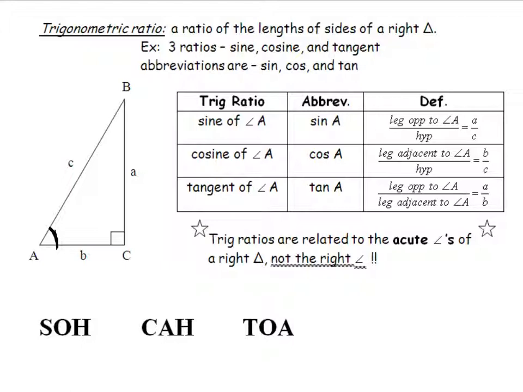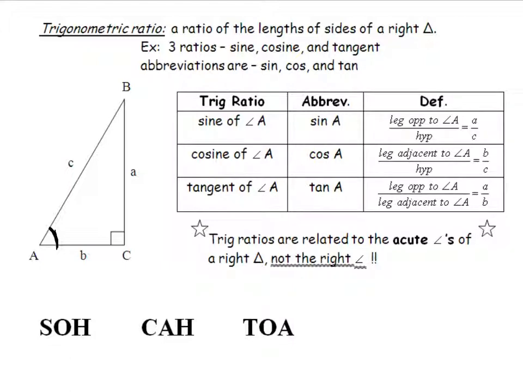Cosine, if I talk about the trig ratio, cosine actually works with the leg that is adjacent to our angle. So here's angle A, and the adjacent leg is the leg that helps to make up the angle. So B is my leg adjacent, and then C is my hypotenuse. So for cosine, I would take the leg adjacent, which is B, and divide it by my hypotenuse. That's how I get the cosine for angle A.